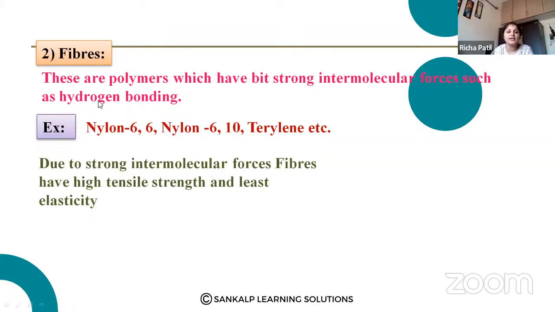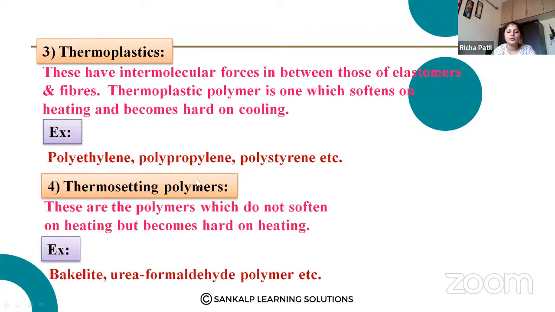Why do they have high tensile strength? Because of the strong intermolecular forces. Unlike elastomers, which have high elasticity, fibers have less elasticity. So due to strong intermolecular forces, fibers have high tensile strength and least elasticity. Next is thermoplastics.